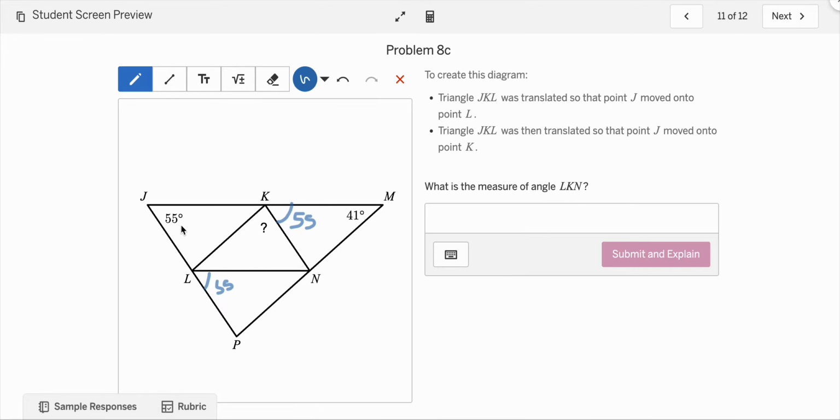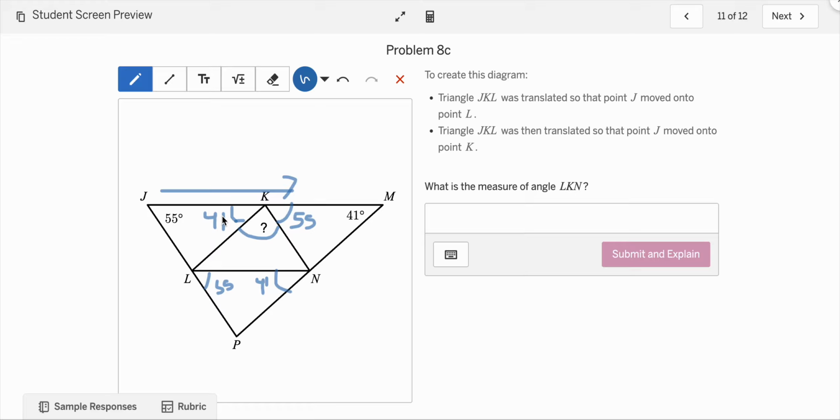Okay, well, when we moved triangle JKL over to KMN, we saw this is 55, so then this angle has to be 41. Sorry, my writing is not great. 41. Well, just as we moved this triangle down here, we then know that this angle is 41 degrees. Okay, now we don't have to find out any other information but this angle.